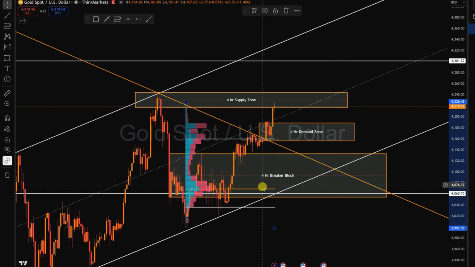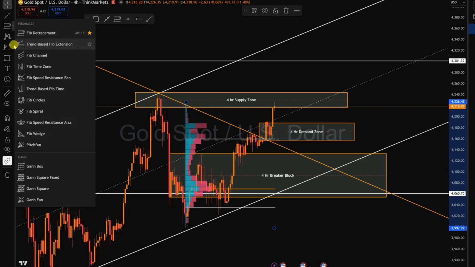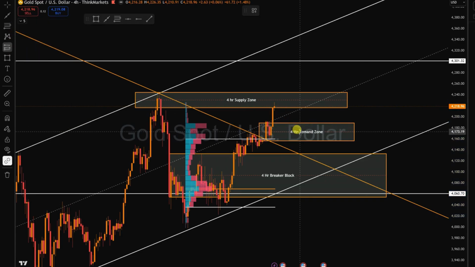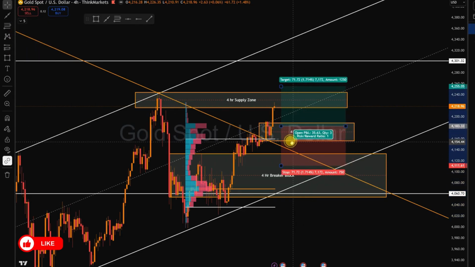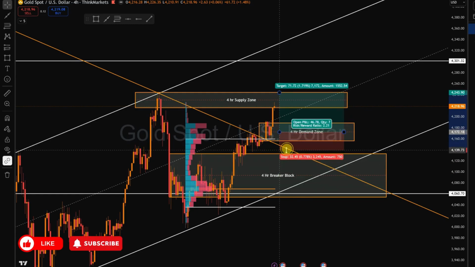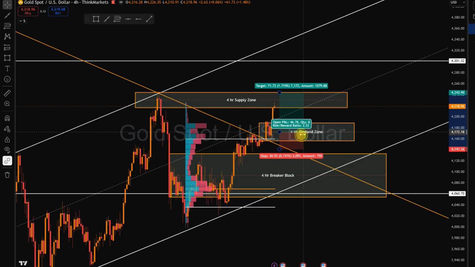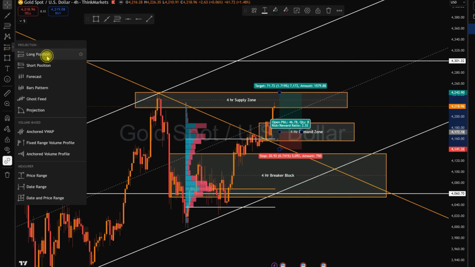Zooming into the demand zone, we can see that this region was marked by previous imbalance and strong displacement. As price re-entered this zone, we got a clean rejection wick followed by bullish continuation. This tells us two things. First, buyers are still defending this level. And second, liquidity beneath the zone has likely been swept, which often fuels the next expansion leg upward.